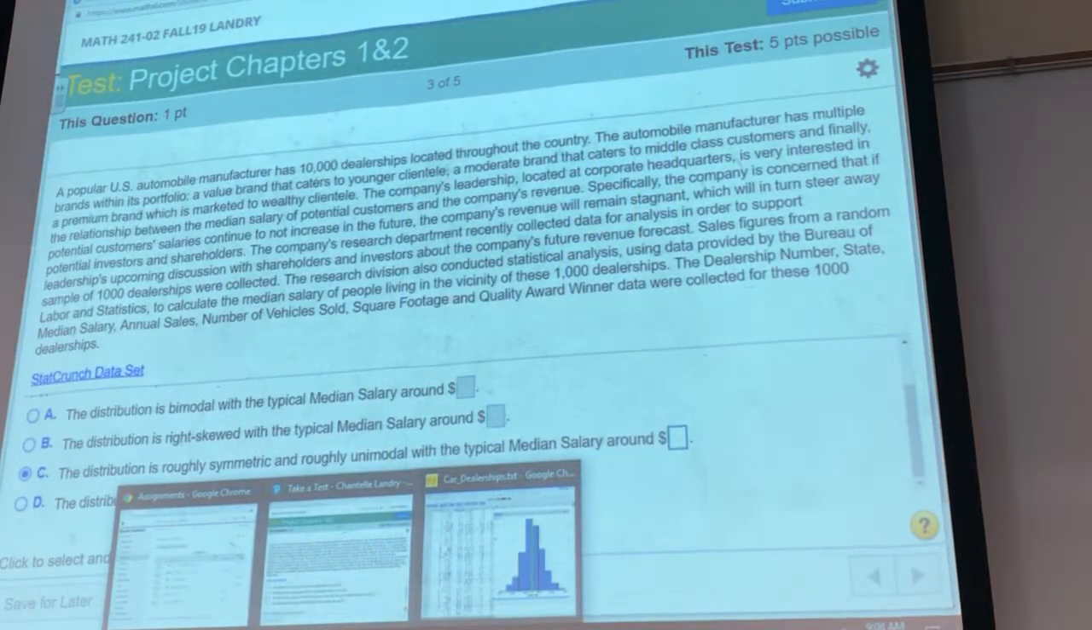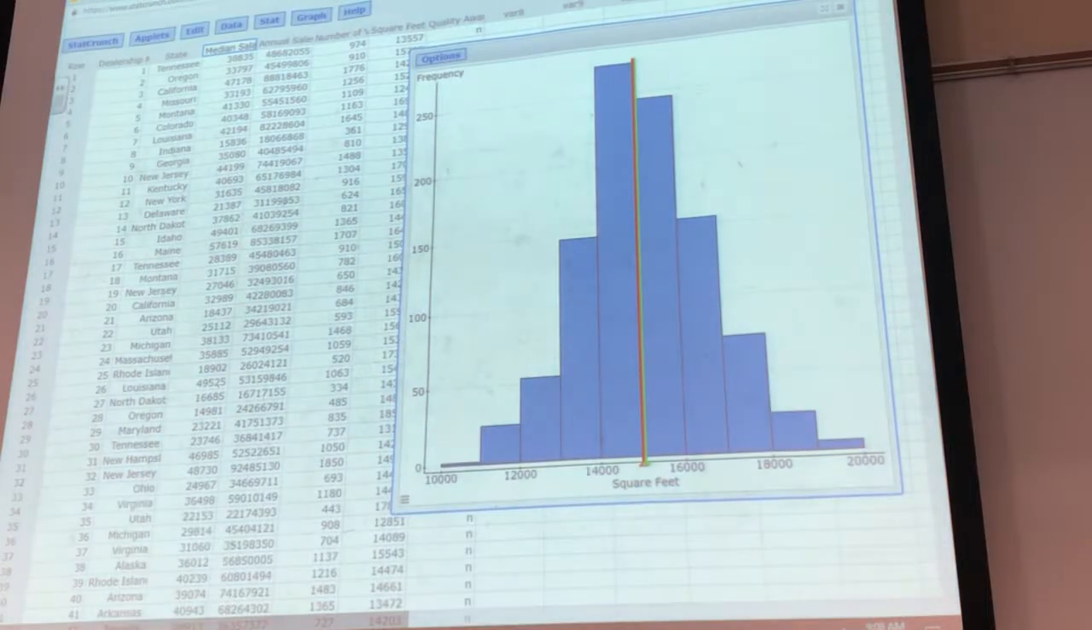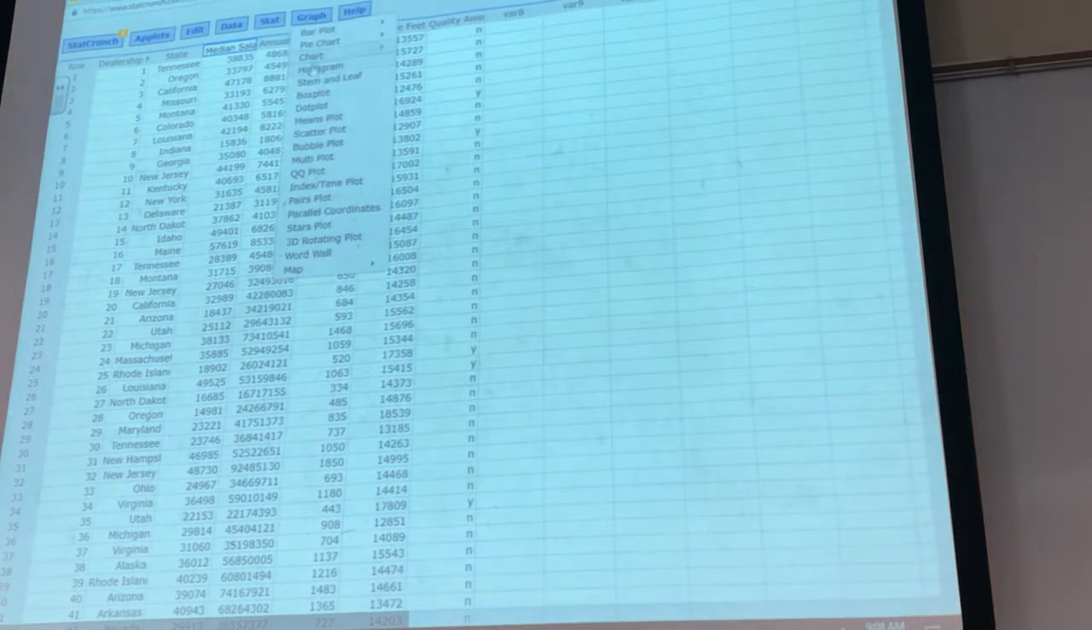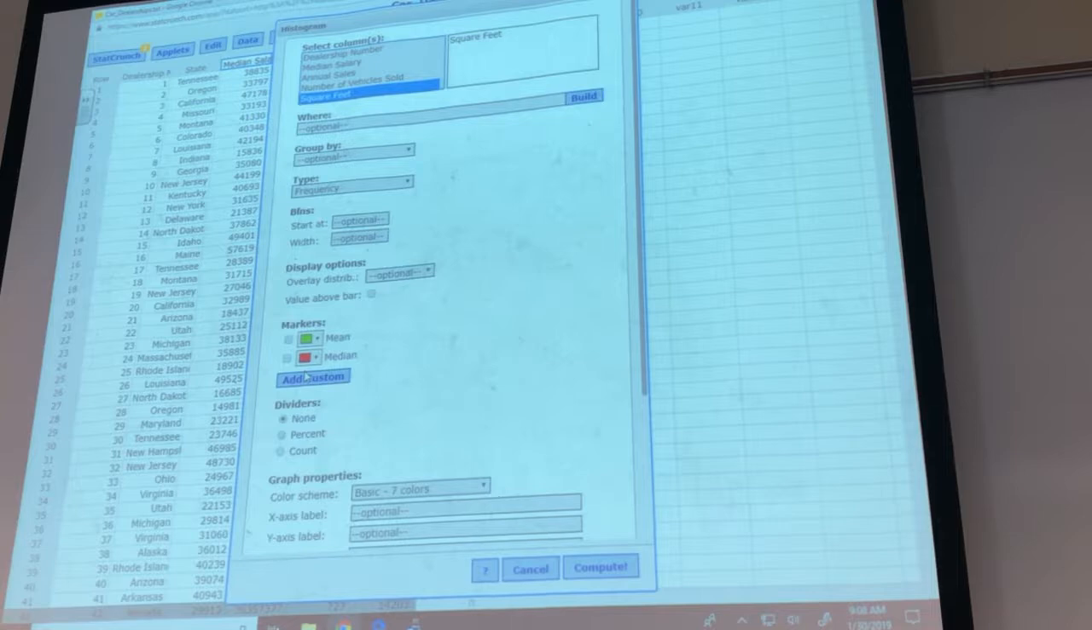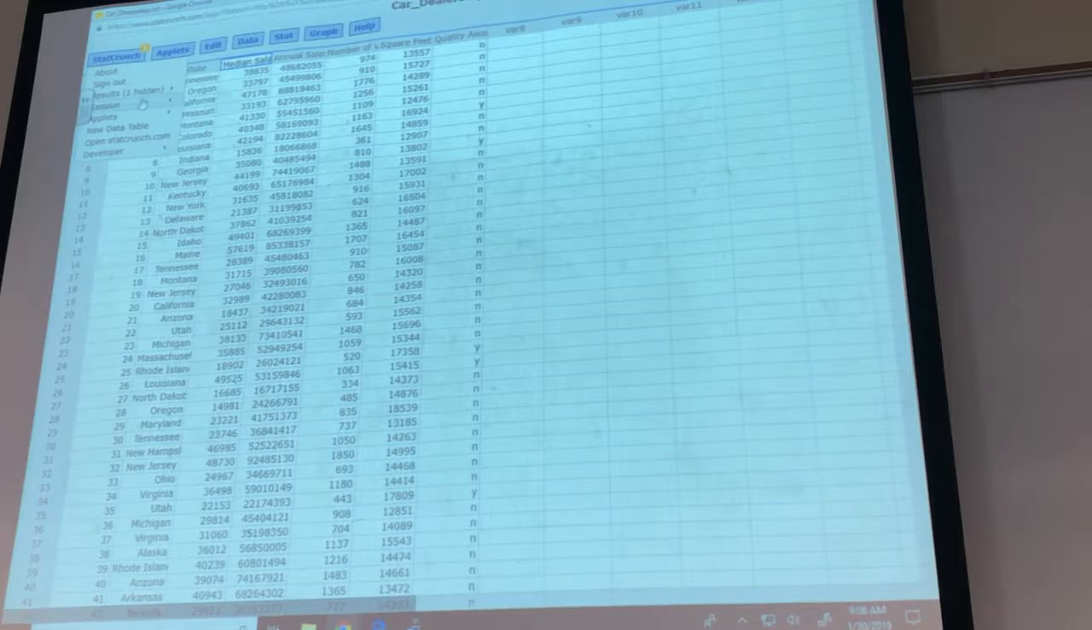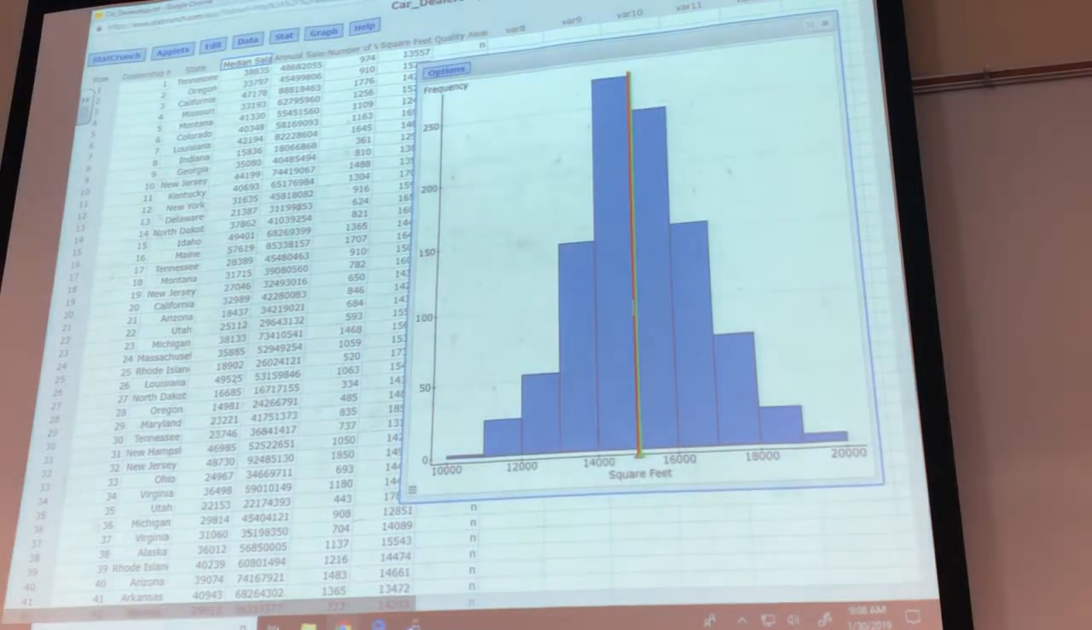And then it asks you what the typical salary is. So if you hover over these, let me come back and do this one again, because I forget what my setup looked like. I did square footage, bin width. Okay, so I forgot. You also need to do markers, do your mean and your median. So both of them show up. And so when you do that, and you graph it out, sorry. If you hover over those, it'll tell you what the mean and the median are.